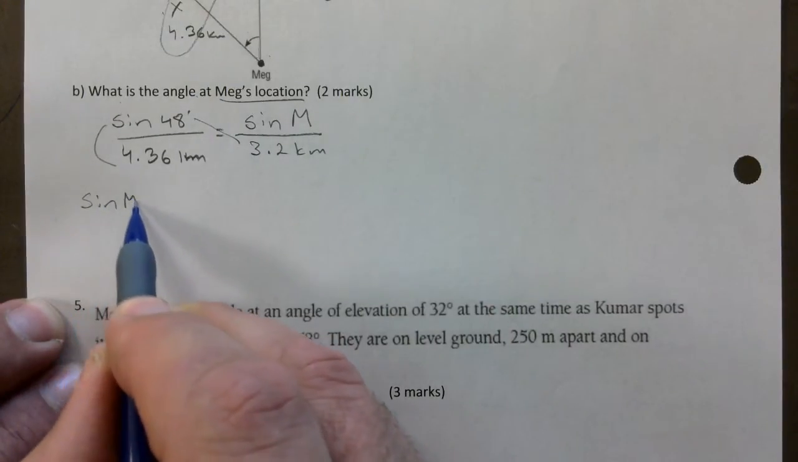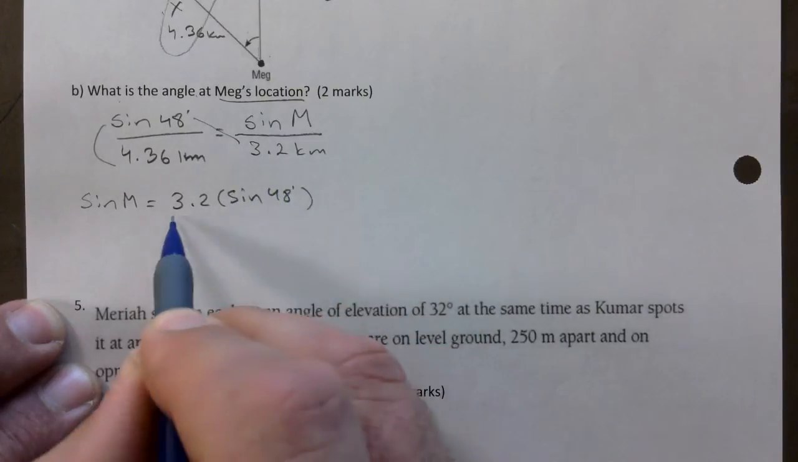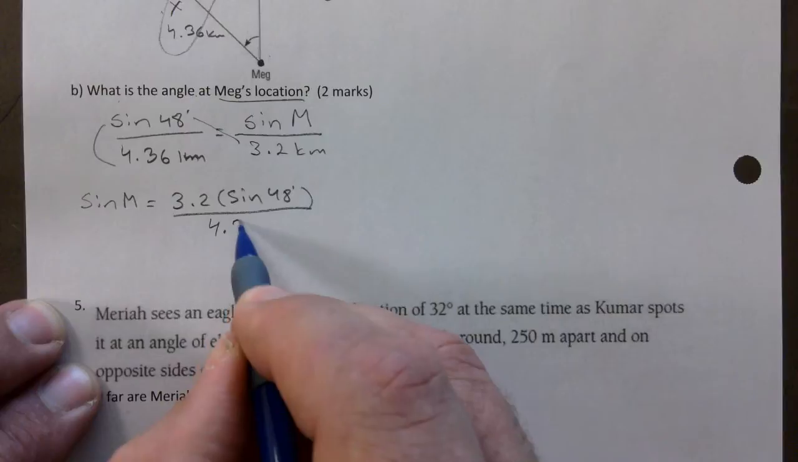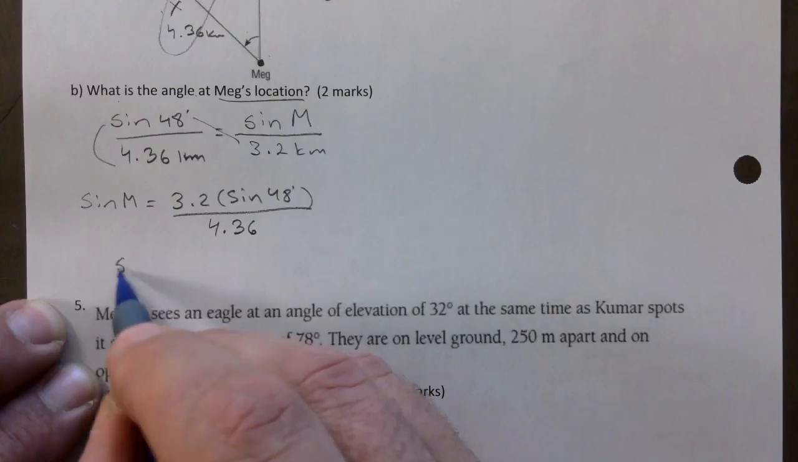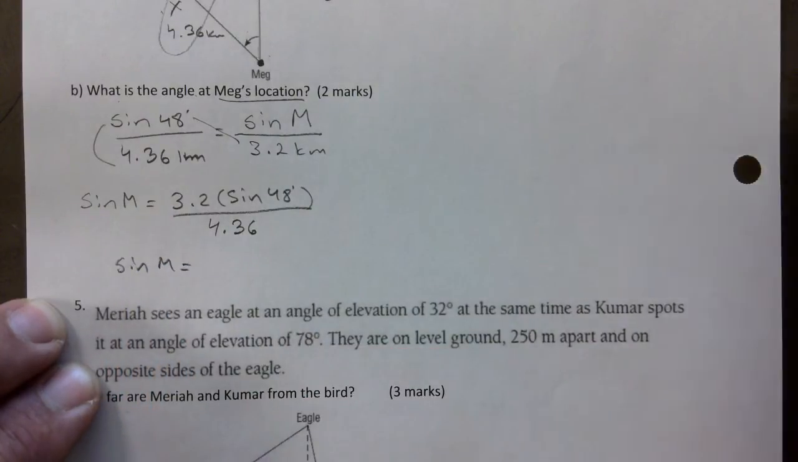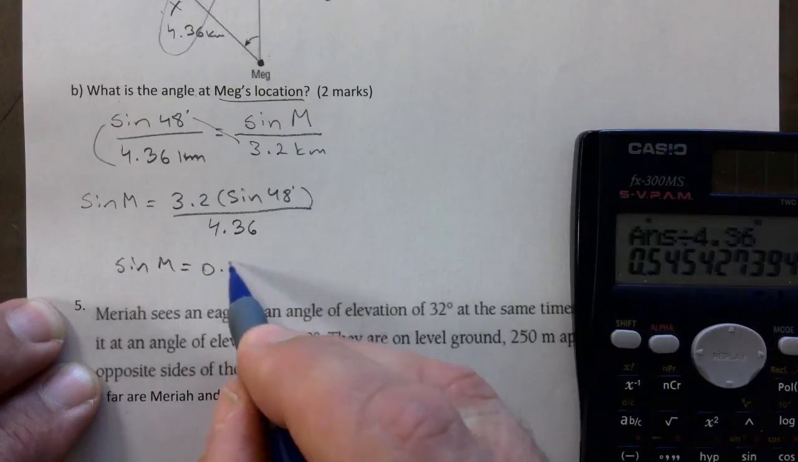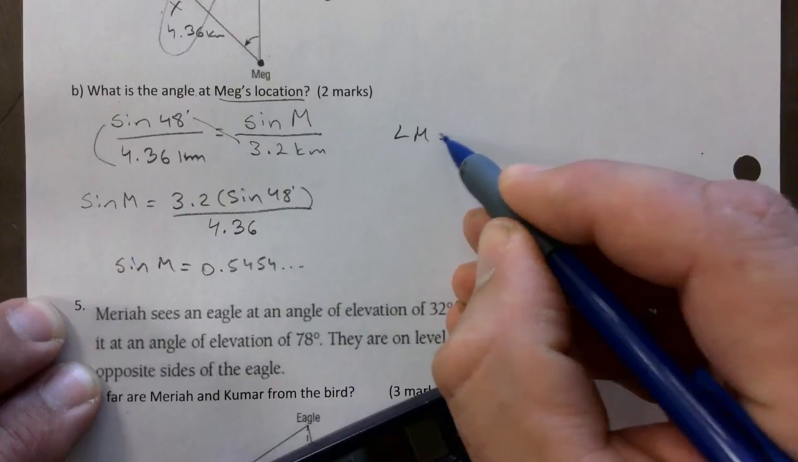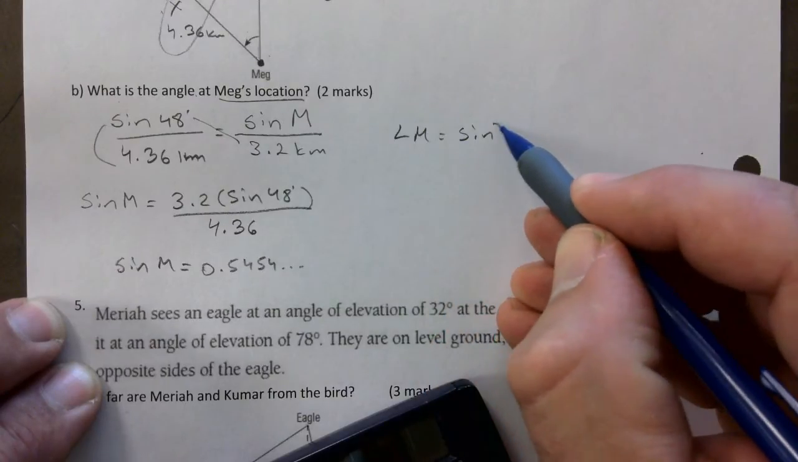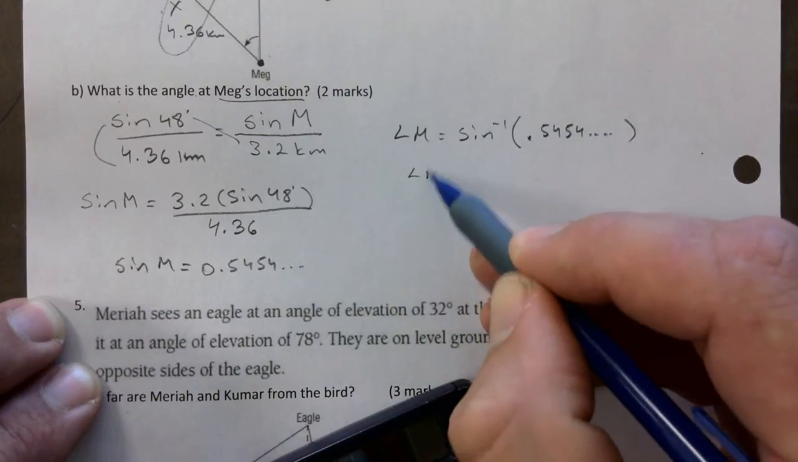So sine of m is 3.2 times sine of 48 over 4.36. This gives you a decimal, right? So we're going to go sine of m. Let's go ahead and find that out because I used cosine law the first time. 0.5454, it keeps going. So angle M is sine inverse of 0.5454, and that keeps going.